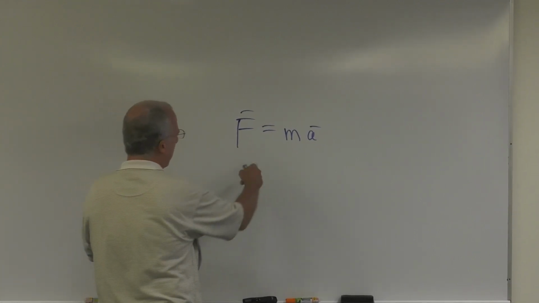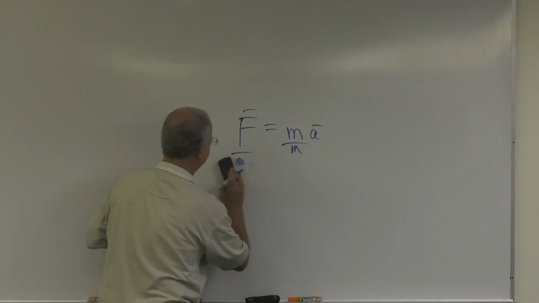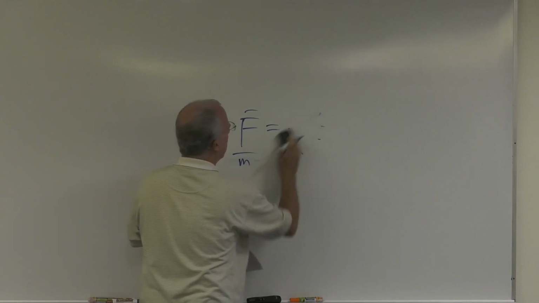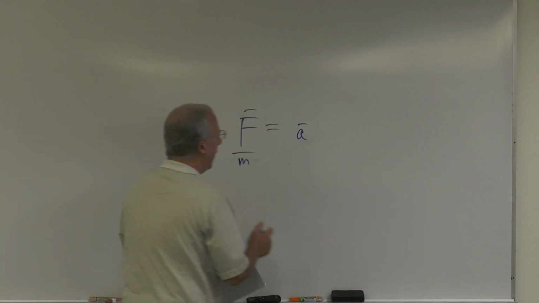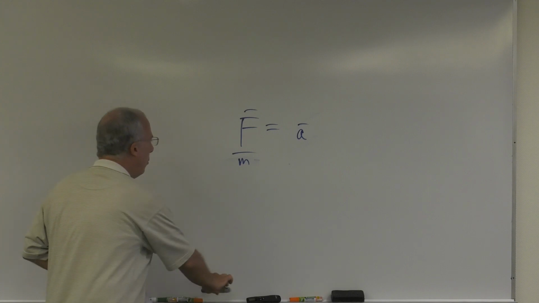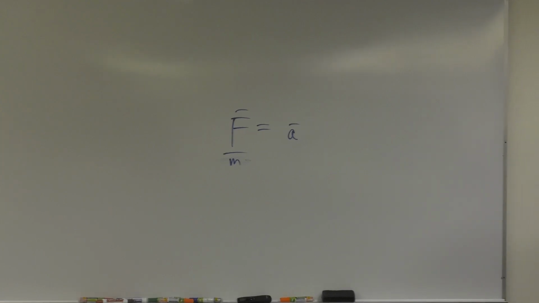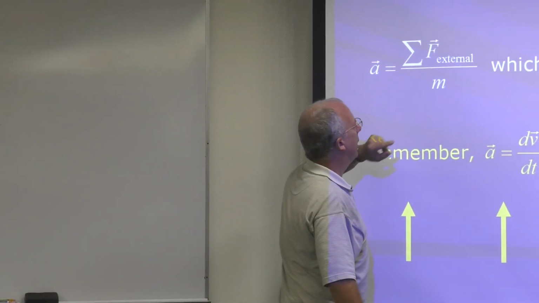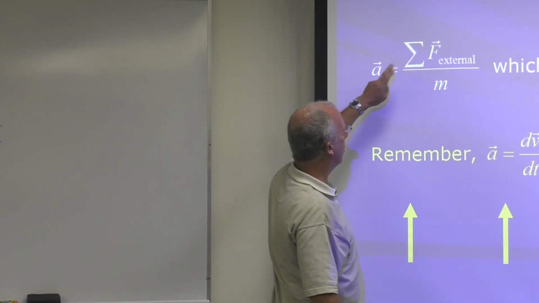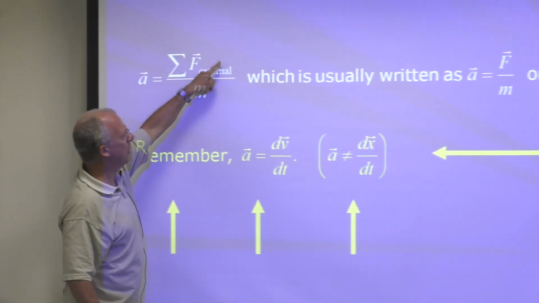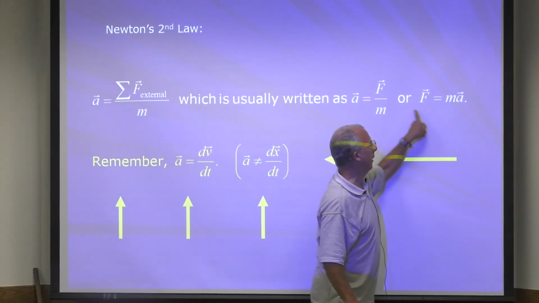Or you know, we could just divide by the mass. And then we would just have the acceleration equals the force over the mass. But this is just kind of shorthand. What we really mean when we write F is the sum of all of the external forces. We say this is the net external force. So a equals the sum of the net external forces over m. But we're not going to write this all the time. It's too much trouble. So we just write a equals F over m, or you can multiply by m, F equals ma.